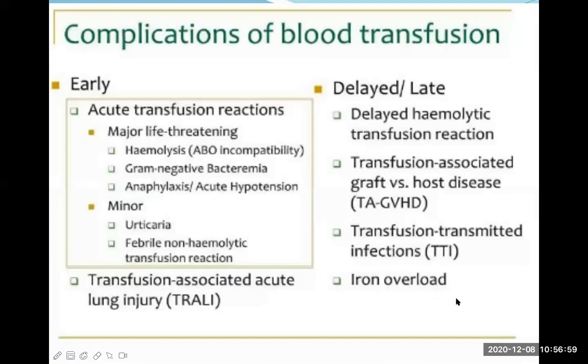Let's move on. Now, this is the same thing which is written in another way. It's up to you whichever way you can answer. These are early complications. These are delayed or late complications of blood transfusion. In early complications, you can list acute transfusion reactions, major life-threatening or minor. Major life-threatening ones are hemolysis, also known as ABO incompatibility, gram-negative bacteremia when you give contaminated blood, and anaphylaxis or anaphylactic reaction, which can lead to acute hypotension. These are the life-threatening ones. People can die because of this. And minor ones: urticaria or hives, and febrile non-hemolytic transfusion reaction. Another very serious type of condition is known as TRALI.